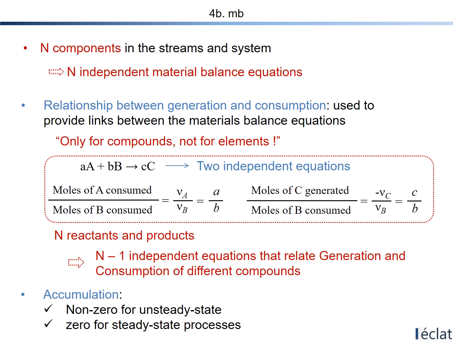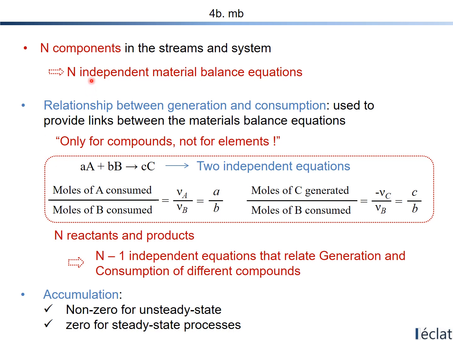Okay, so there are several comments about the process calculation. Right now you have the material balance equation. How many do you expect? I mean, how many material balance equations are obtained for your system? How can you expect it?